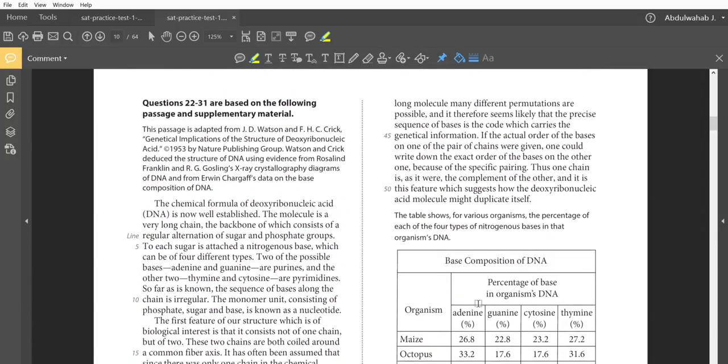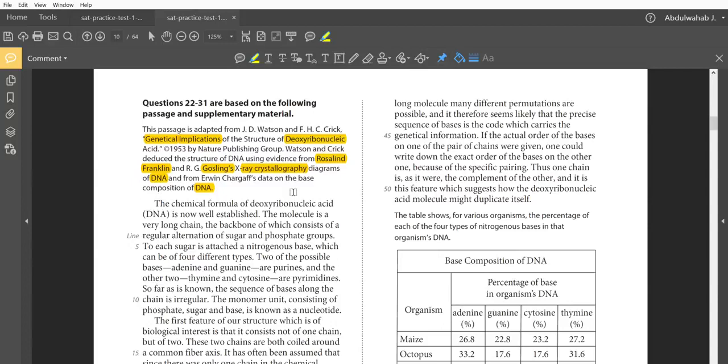As usual, we're going to begin with the intro. So this passage is adapted from J.D. Watson and F.H.C. Crick, Genetical Implications of the Structure of Deoxyribonucleic Acid. Deoxyribonucleic acid is basically the long name for DNA. Watson and Crick deduced the structure of DNA using evidence from Rosalind Franklin and R.J. Gosling's X-ray crystallography diagrams of DNA and from Erwin Chargaff's data on the base composition of DNA.